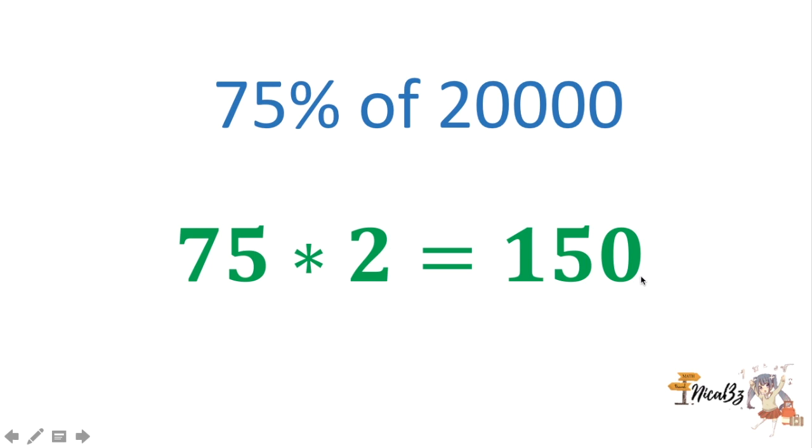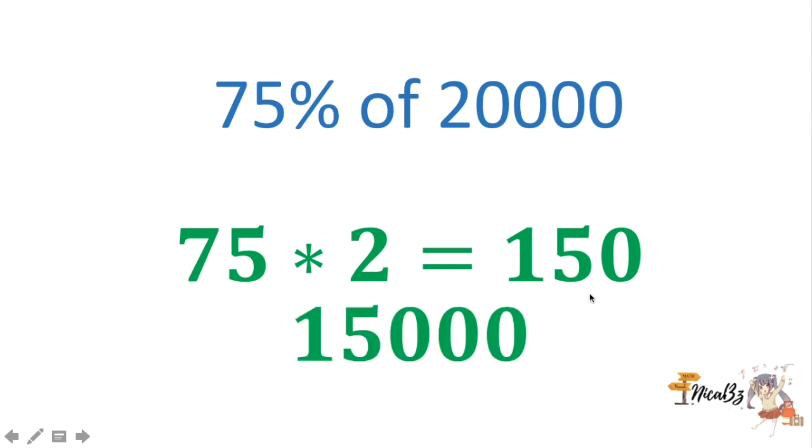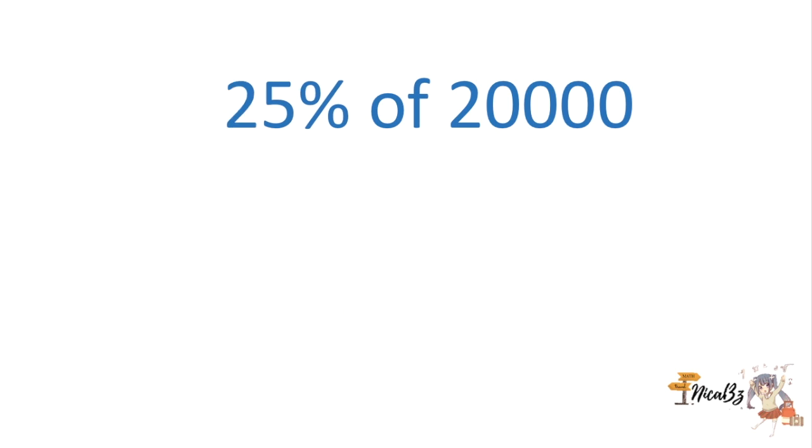So, with 150, we can move one place to the right so that it becomes 1,500. However, that is still far from the given. So, we move to the right for one more place. This gives us 15,000. And there, we're now able to get a number that's close to 20,000. So our final answer is 15,000. Let's have another example.